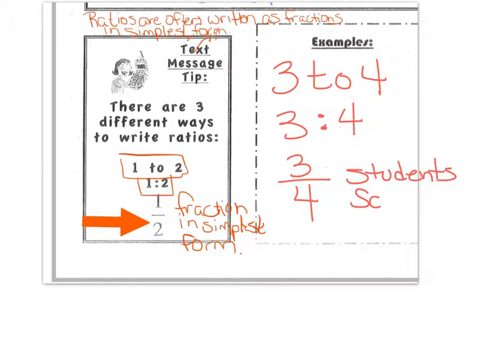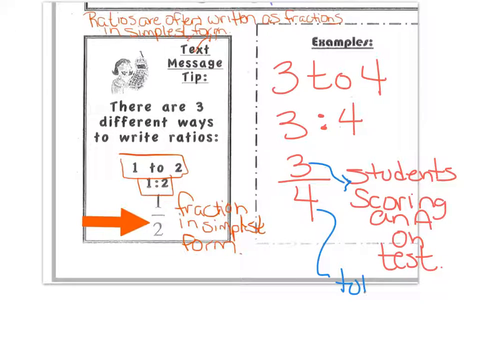Students scoring an A, okay, on their test. So if you really wanted to be really perfect with your labels, you could say 3 out of 4 students. This is 3 students scored an A out of 4 total students.